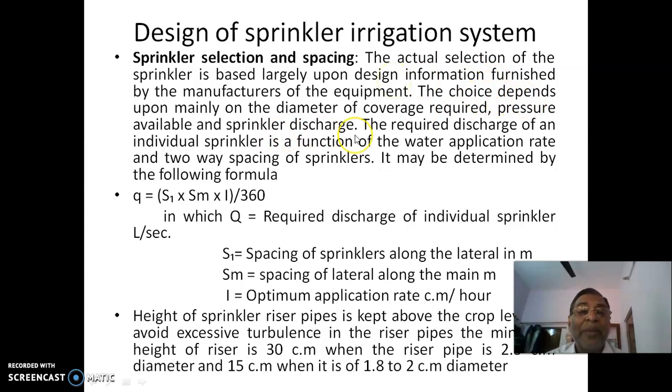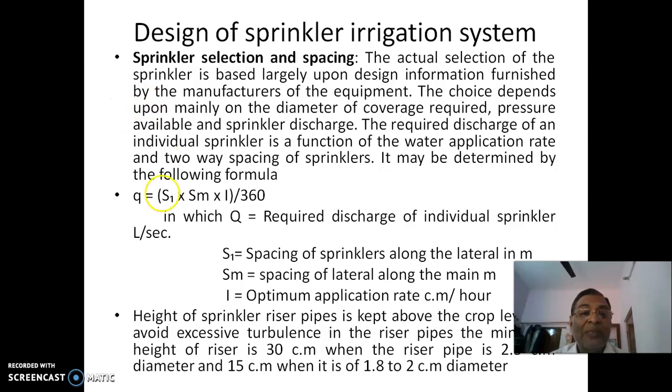The choice depends mainly on the diameter of coverage required, pressure available, and sprinkler discharge. They are interrelated: how much is each sprinkler discharge, how much it will cover, the diameter, and also the total water discharge. Of course, the required discharge of any individual sprinkler is a function of water application rate and two-way spacing of sprinklers. So this is how it is understood. Everything is interrelated. Let us first look at the various formulae that give discharges and the spacing relation.